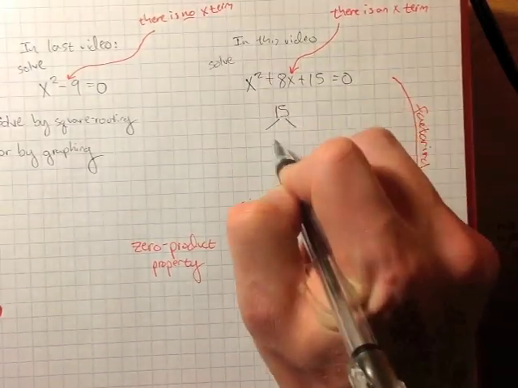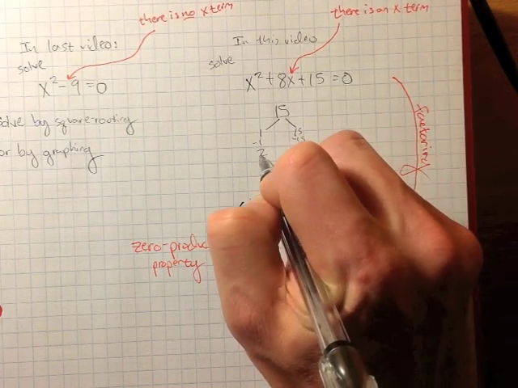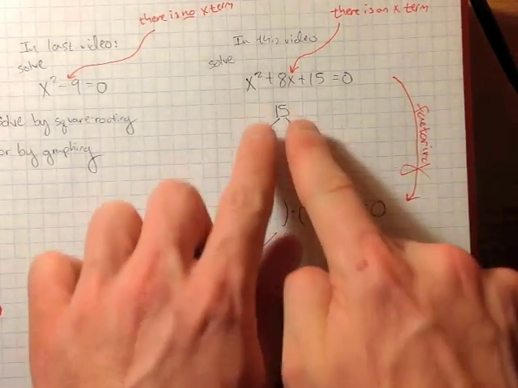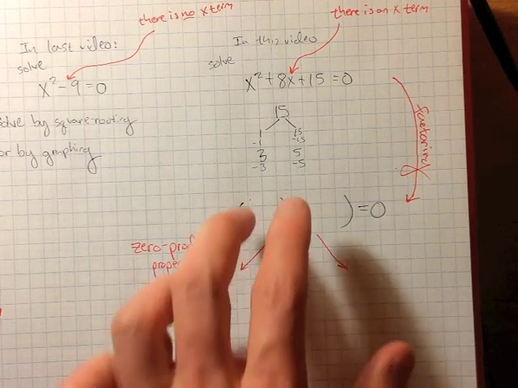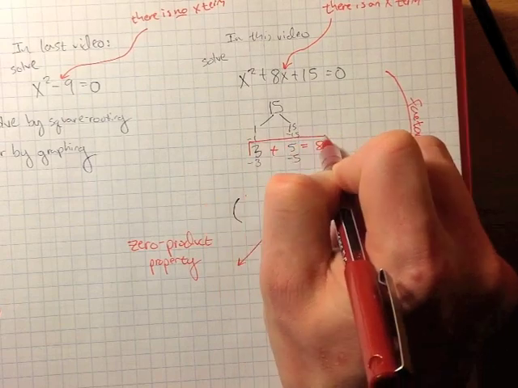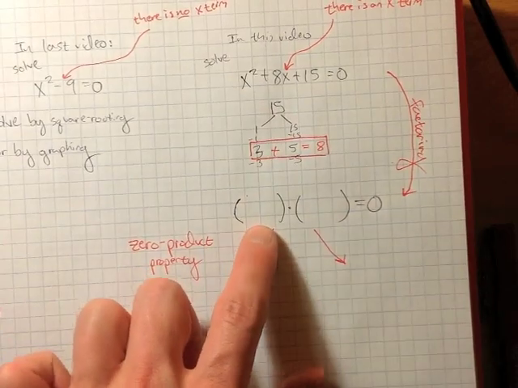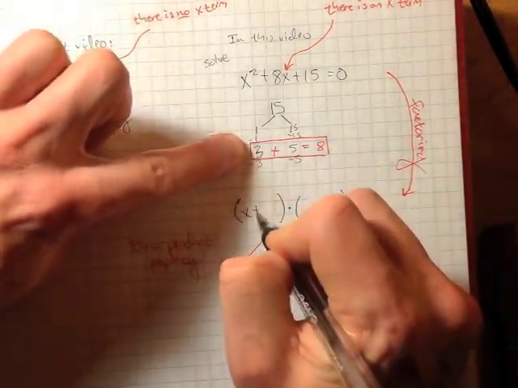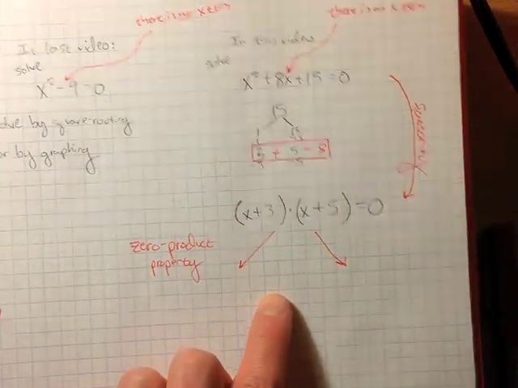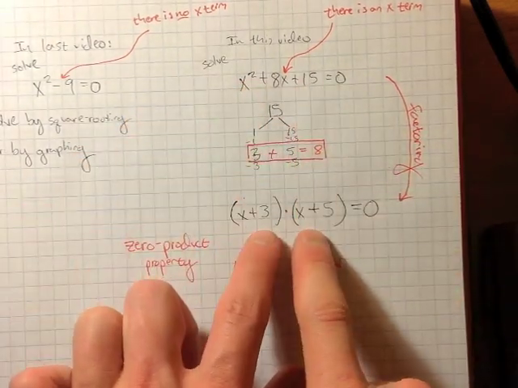So let's see, 15 could be 1 and 15, negative 1 and negative 15, 2 and, no, not 2. How about 3 and 5, negative 3 and negative 5, okay? These are all the factor pairs of 15. Which pair adds up to 8? Well, this one. 3 plus 5 equals 8. That means that the way to factor this guy is simply x plus 3 times x plus 5. There we go. So we have successfully written this sum as a product.